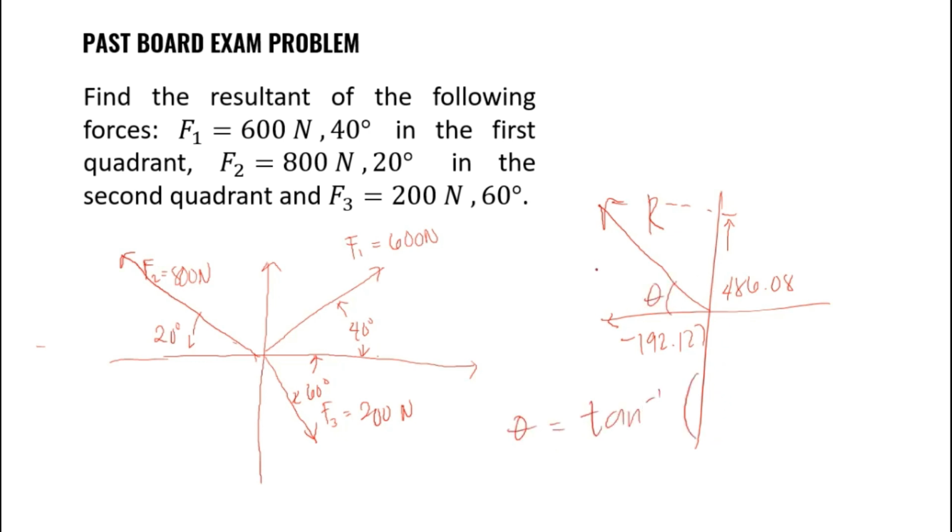So, we have here opposite. Opposite natin is itong y. So, this is 486.08. So, huwag na natin, i-disregard muna natin guys yung kanyang sign convention. So, we have here 192.127. So, theta equals, so calculator natin guys.